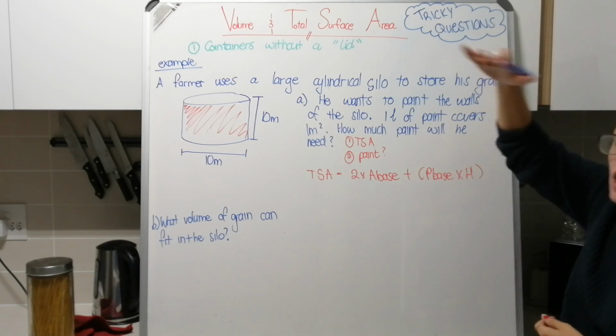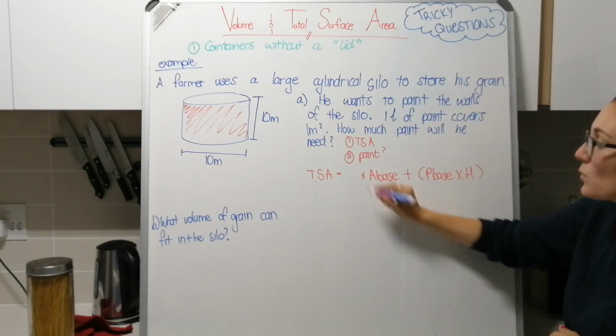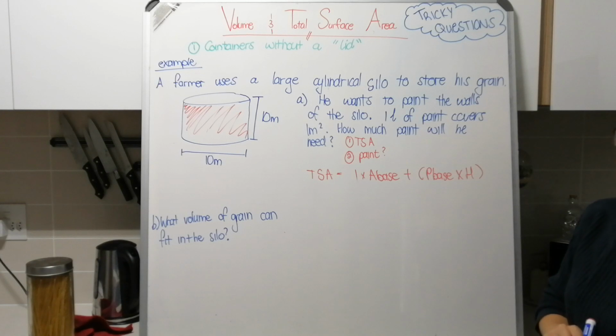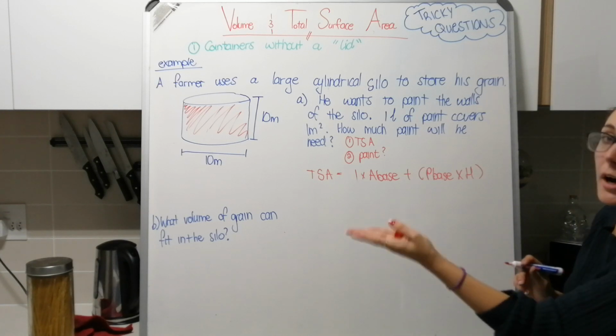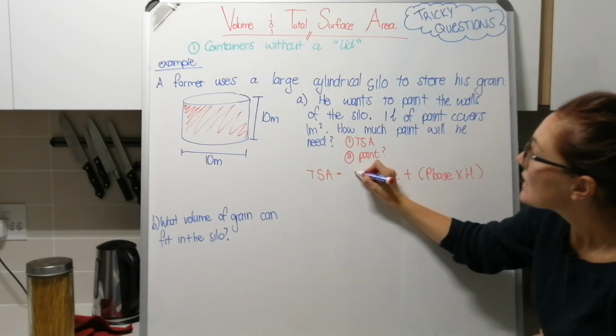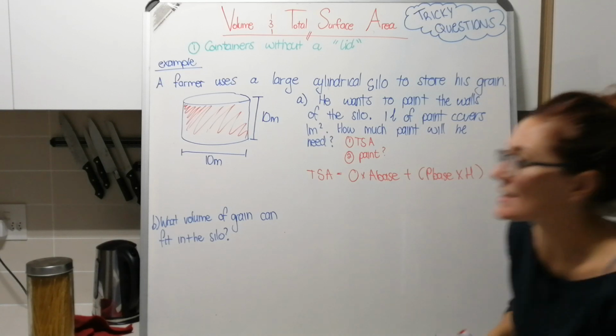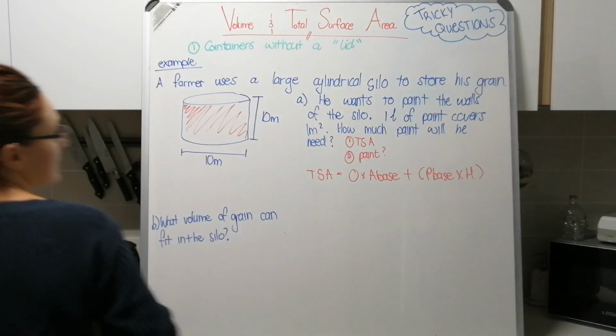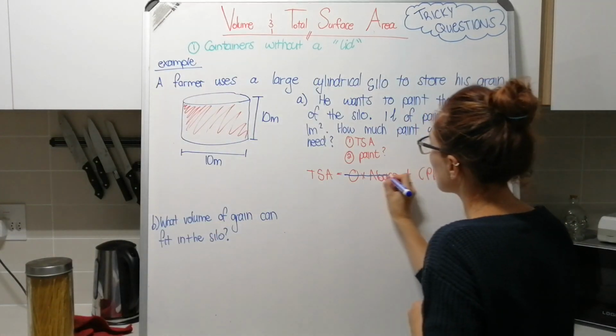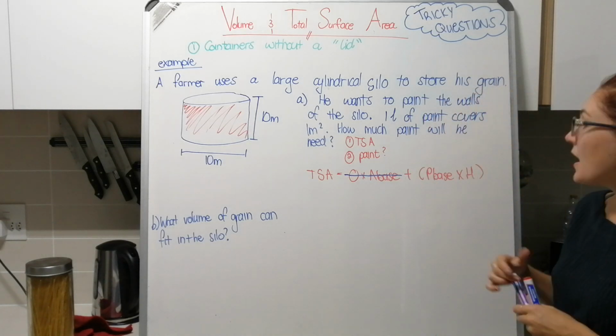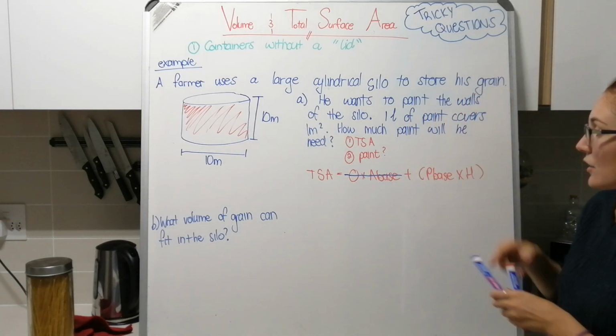But I don't have a top base, so that becomes 1 times the area of the base. I also am not going to paint the bottom of my prism, so this becomes 0 times the area of the base. And 0 times anything is 0, which means this whole term goes away. Okay, and we're only dealing with that second term.